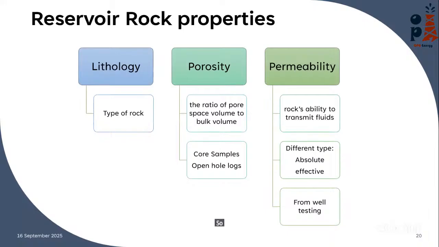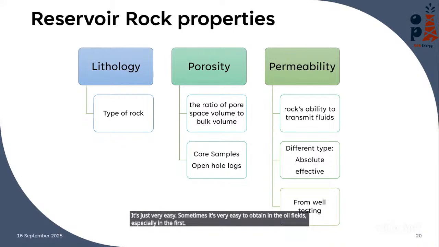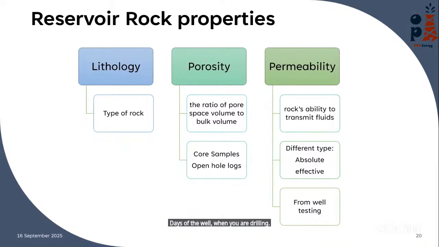The type of the rock is found easily from sampling. Porosity, you can get from core samples and from open hole logs, which is very easy. Sometimes it's very easy to obtain in the oil fields, especially in the first days of the well when you are drilling the reservoir for the first time.